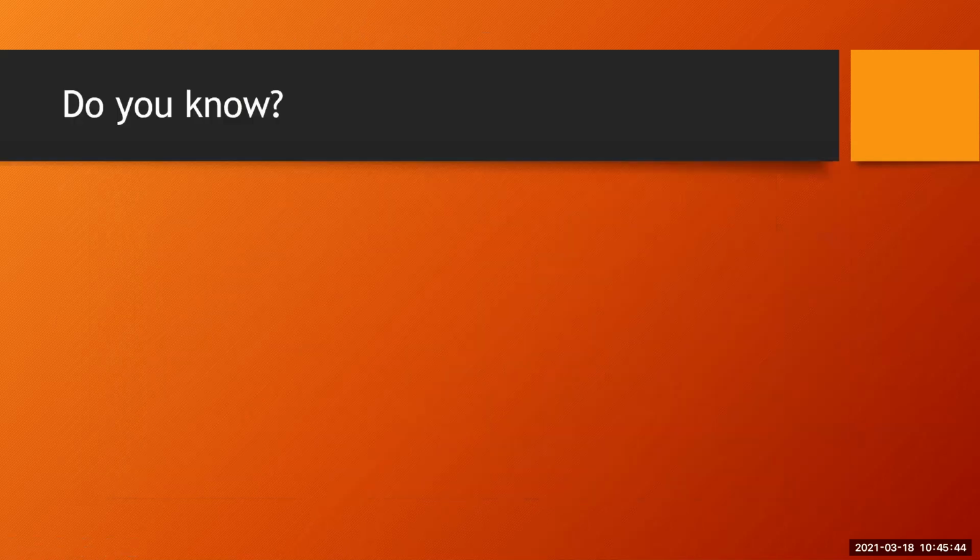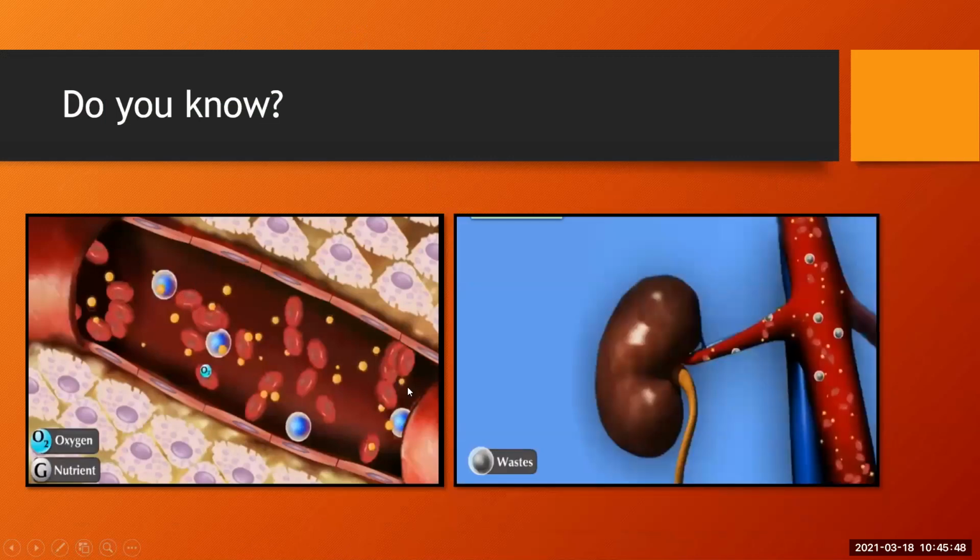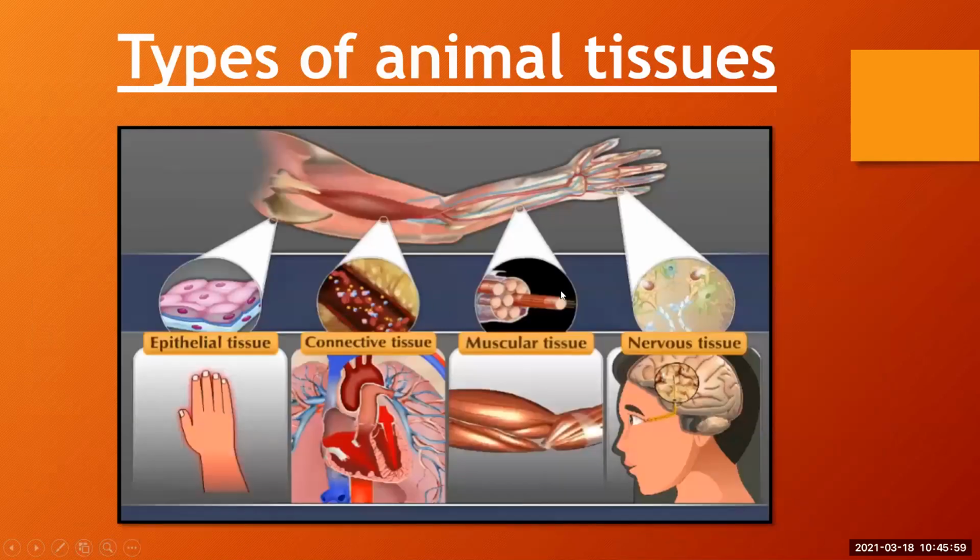Now, do you know which layer covers these cells? Here also we can see the blood flow. Here is the kidney. The function the kidney performs is the purification of the blood. So these are the types of animal tissue: the epithelial tissue, connective tissue, muscular tissue, and the nervous tissue.